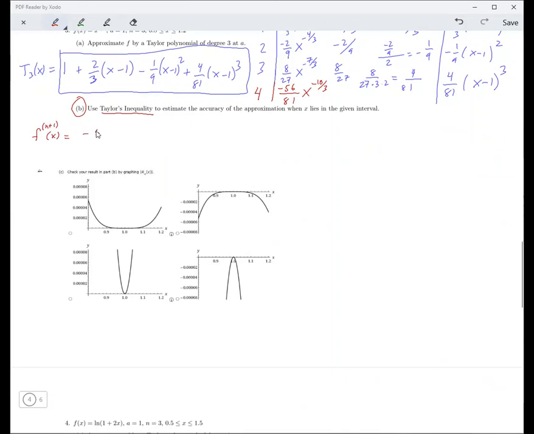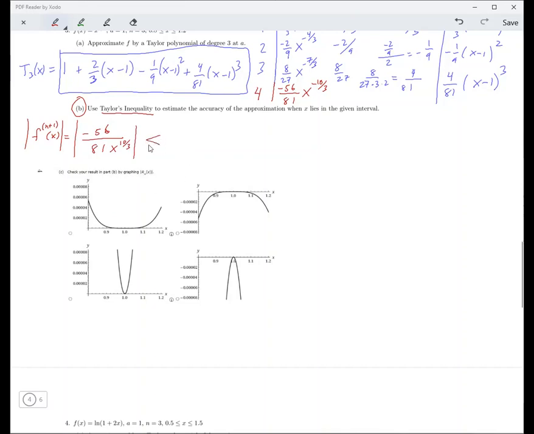And that's negative 56 over 81. Well, let's put absolute values, okay? Now, this is x to the negative 10/3. That's the same as 1 over x to the positive 10/3.